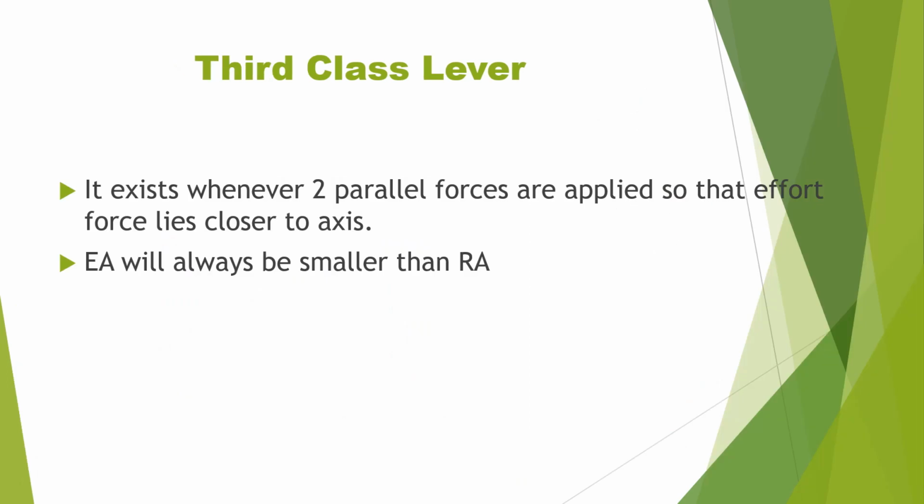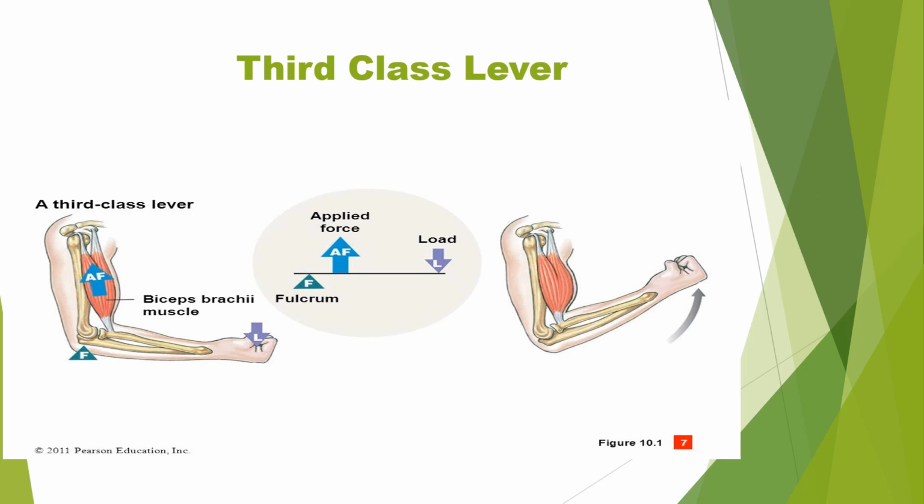Here is third class lever. It exists whenever two parallel forces are applied so that the effort force lies closer to the axis. Here effort arm will always be smaller than the resistance arm. This is the example for the same. If you can see, the elbow joint is acting as a fulcrum, the weight of the arm is the resistance, and the force of the biceps muscle provides the effort force. So here we can see that the resistance arm is more than the effort arm. It has a mechanical disadvantage, but yes, it provides a greater angular displacement.